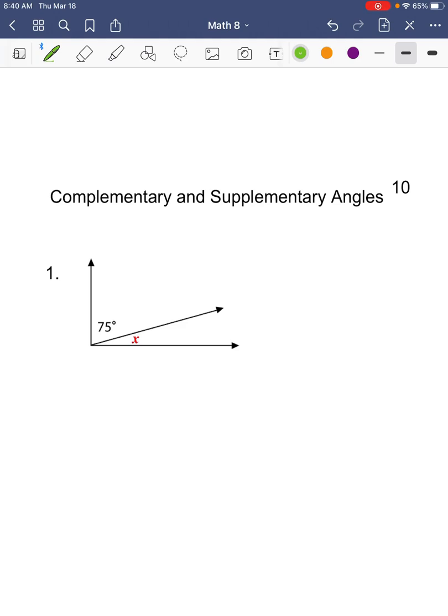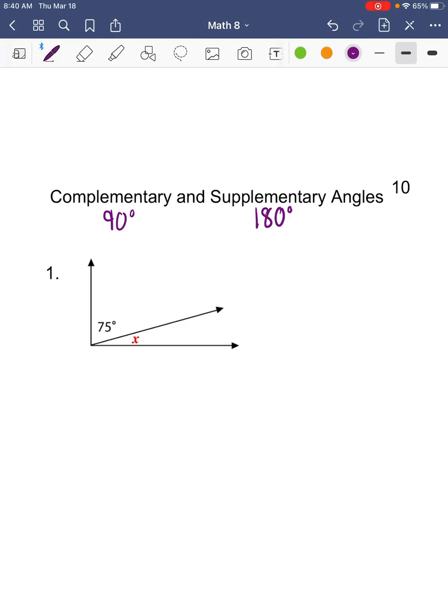For my class, this is page number 10 in your notes, and we are going to go ahead and get started. So complementary and supplementary are just really fancy names for 90 degrees and 180 degrees. What I mean by that is complementary is angles that add up to 90 degrees, and supplementary are angles that add up to 180 degrees.